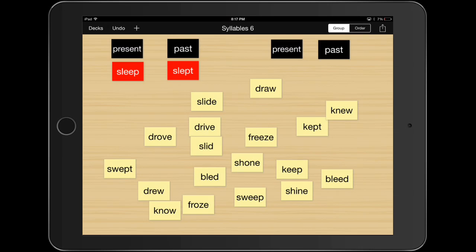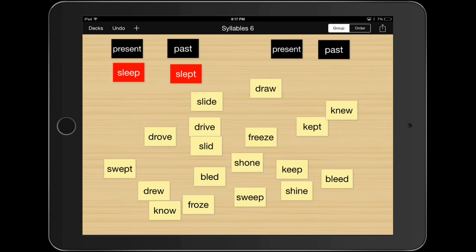So think about also how the vowel sound changes as well. From the long E, we see a double E, which creates a long E sound, to a short E sound with one E in slept. Slept. So once again, we don't change sleep to sleeped to make it a past tense verb. We completely change the spelling of the word.